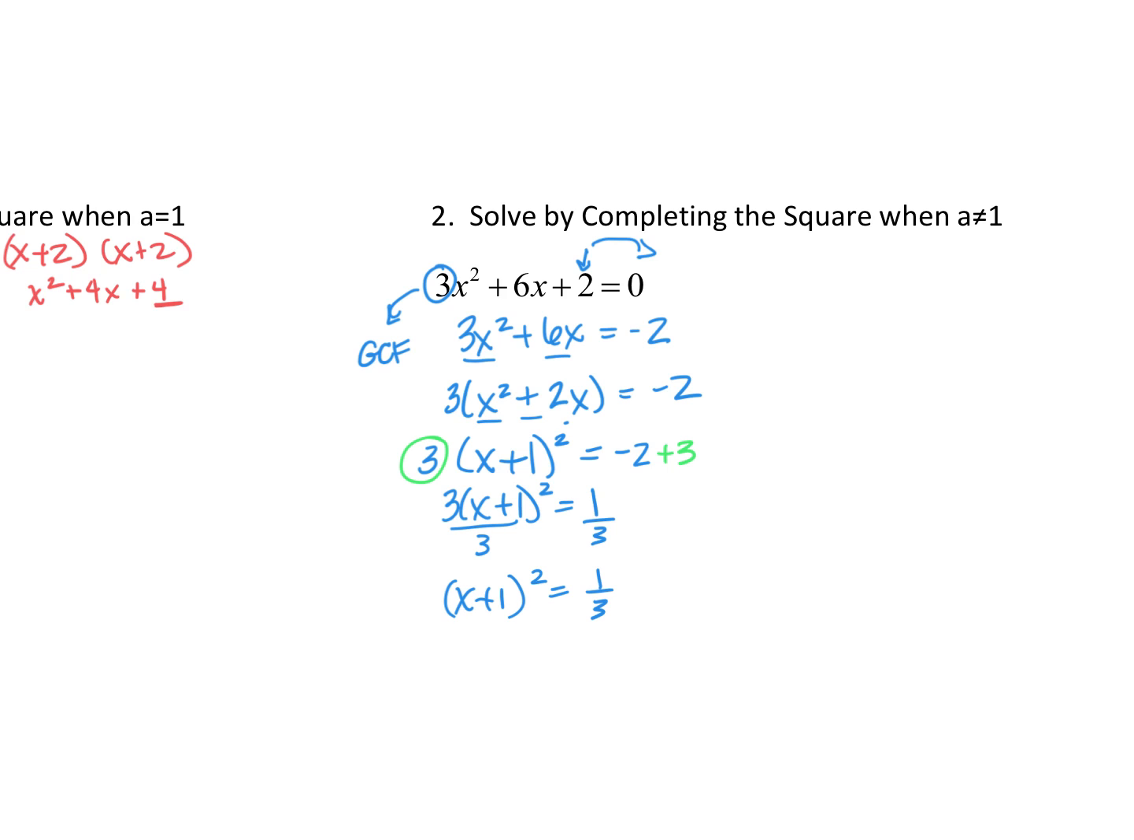Now can I do this square root thing? Yes, it is isolated. We can do this. So let's square root it. Now when you square root a fraction, remember you square root the top and the bottom. Okay. So now I'm going to have x plus 1 equals plus or minus. What's the square root of 1? 1. Square root of 3 is a decimal, so we'll just leave it as square root of 3 for now. Okay?